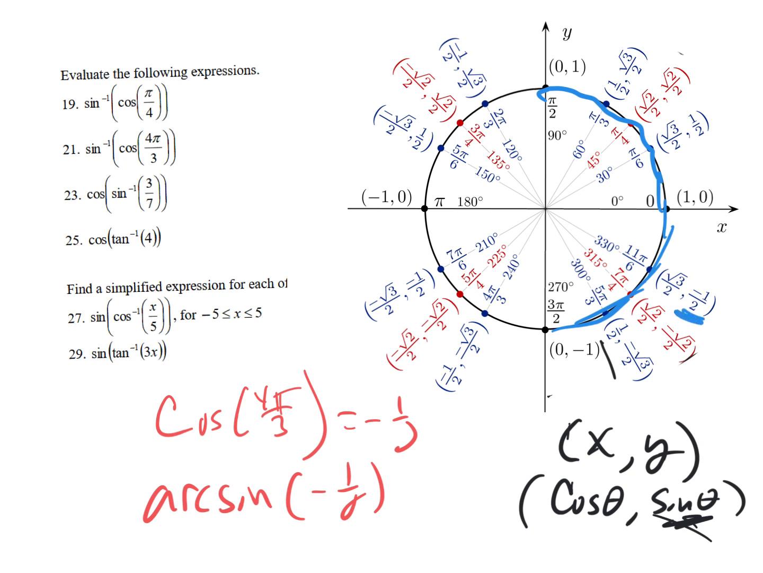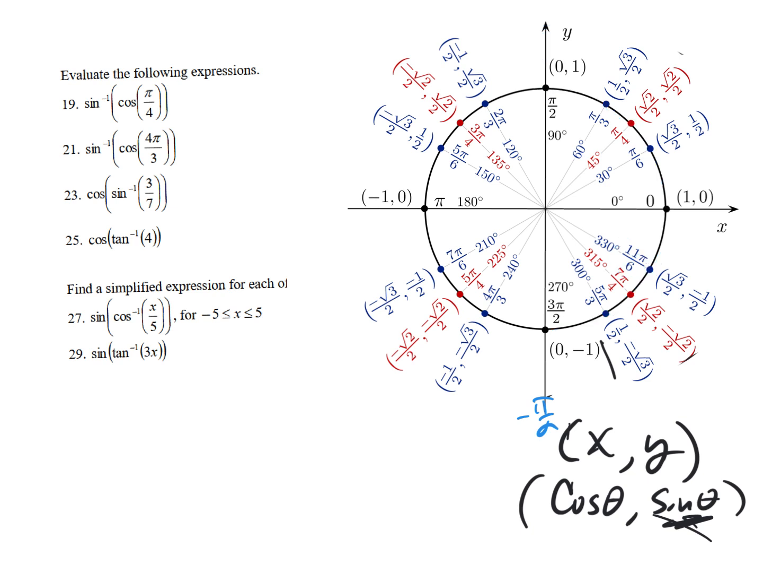So the answer is going to be, now we don't want to use 11 pi over 6. Remember, we're going from negative pi over 2 to positive pi over 2. So I see the reference angle is pi over 6. So that's going to be equal to negative pi over 6. And that's what they're looking for here, and that's what my math will be looking for. Okay?